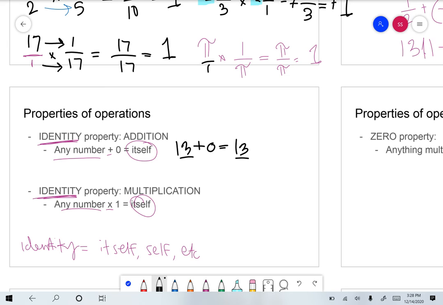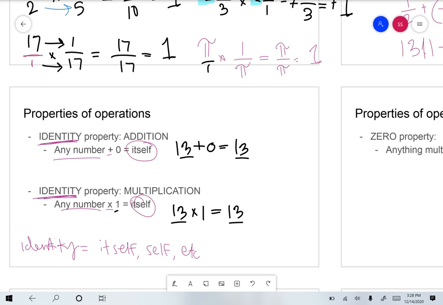You could also do this with multiplication, but instead of multiplying by 0, we would multiply by 1, because any number multiplied by 1 will be itself. So identity property is pretty basic there. Any number plus 0 will be itself. Any number times 1 will be itself.